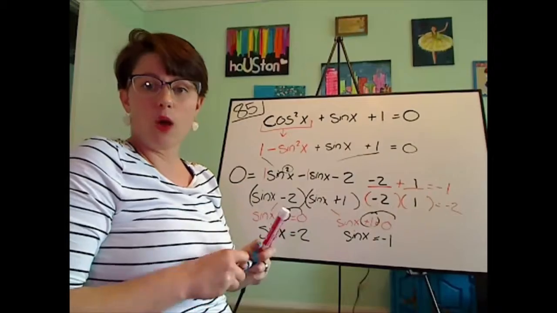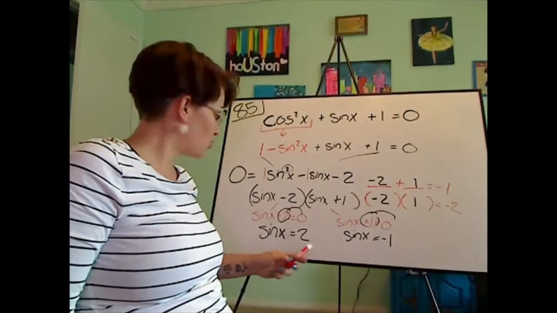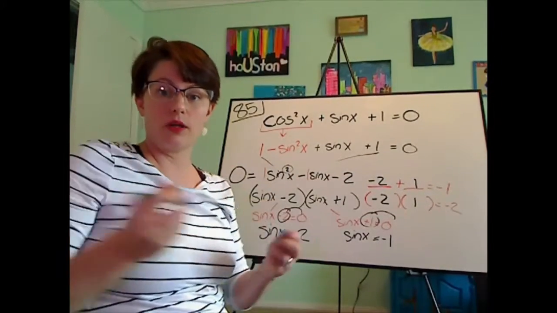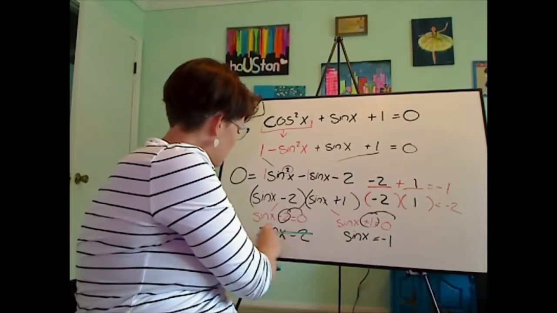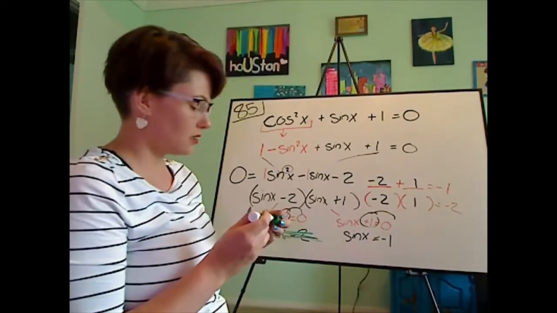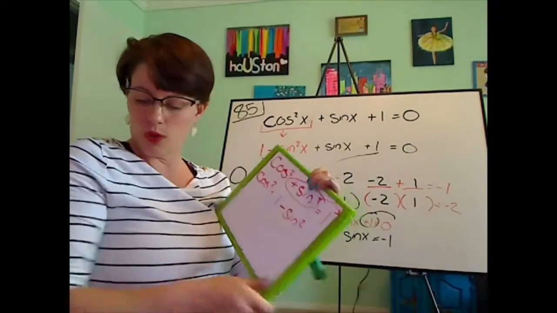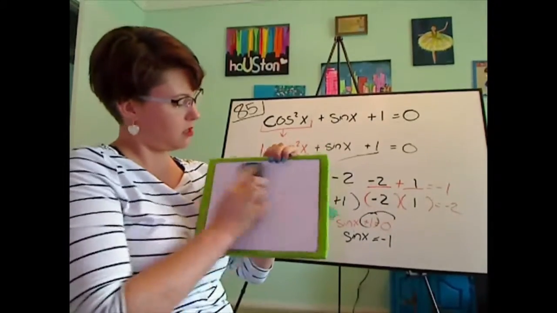And then we want to figure out where on the unit circle we are going to find sine coordinates of either 2 or negative 1. Now, we are never going to find anywhere on the unit circle a sine coordinate of 2, so we're just not going to worry about this. That just isn't going to work out. Where can we find a sine coordinate of negative 1? Think about your unit circle.